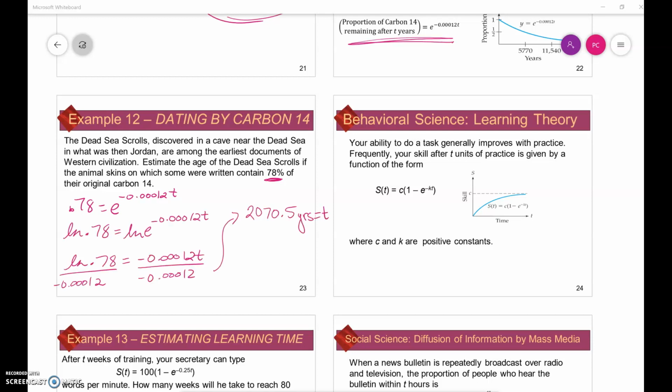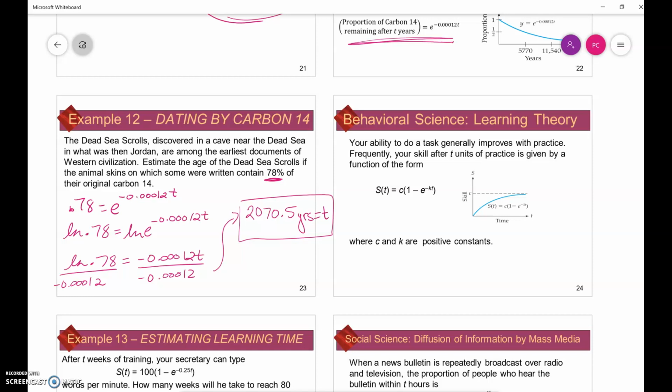If you take the ln of both sides, we have the ln of 0.78 equals the ln of e to the stuff. We know that ln of e cancels out, leaving us with ln of 0.78 equal to negative 0.00012 t. We can divide by the coefficient of t, giving us that the Dead Sea Scrolls are 2070.5 years old. Again, it's the same steps that we did to solve for how long it will take money to double or triple in an account.